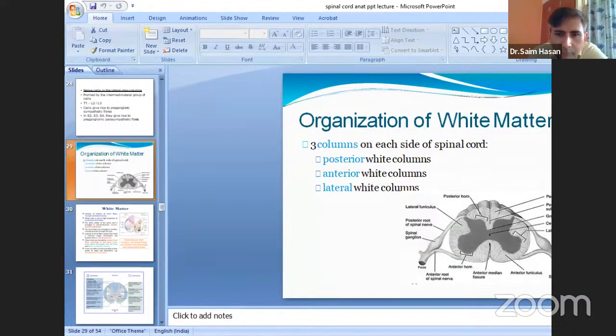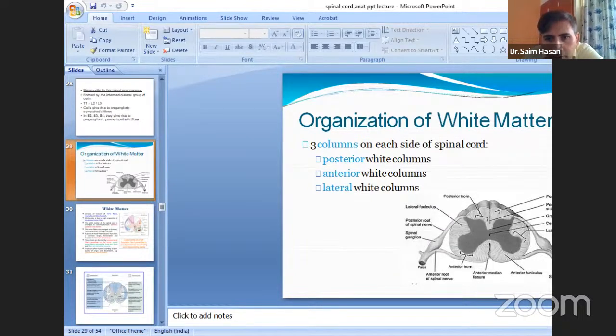We have a number of ascending and descending tracts in the spinal cord. So the neurons that participate in these ascending and descending tracts have their cell bodies over here. For example, if we take an example of some sensory pathway like pain, touch, or temperature, these sensory neurons arise from the skin. If we have to carry touch or pain, the receptors for touch and pain are present in the skin.